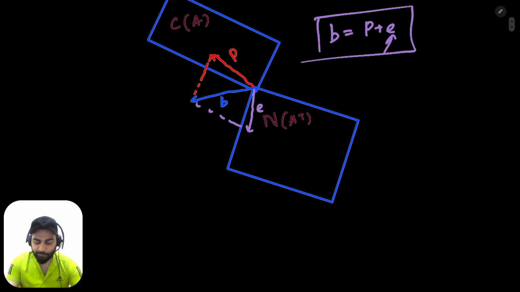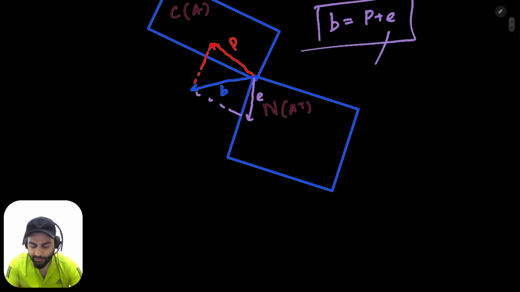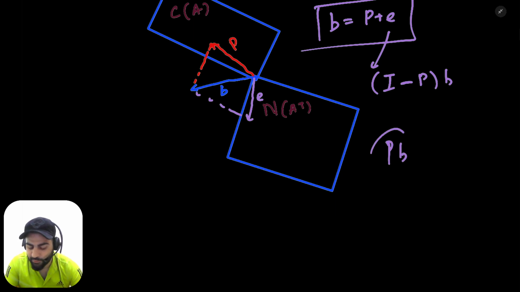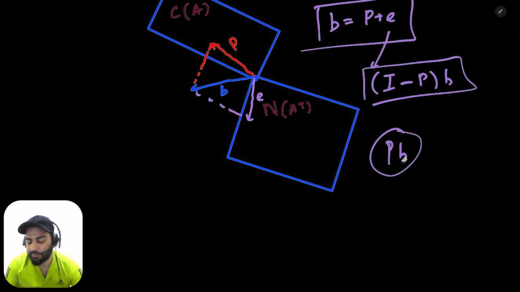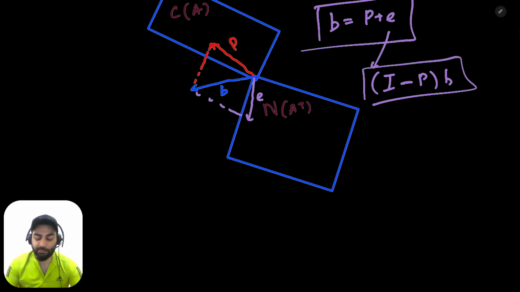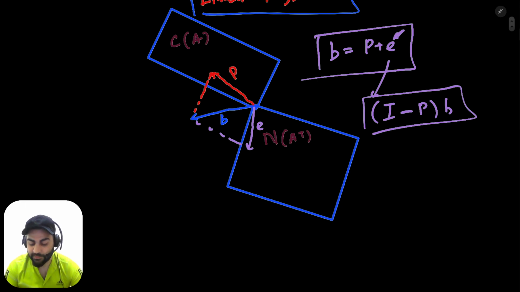Now if you want to find this E projection, it's easy. Just take the identity minus the projection matrix, multiplied by B. Since you know the projection P is PB, you can subtract this projection matrix from the identity and you will get this E projection. Just remember this picture.